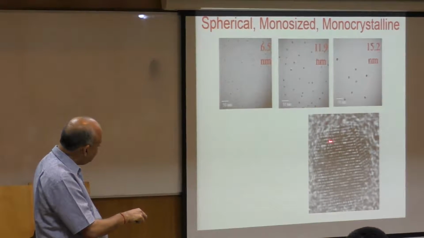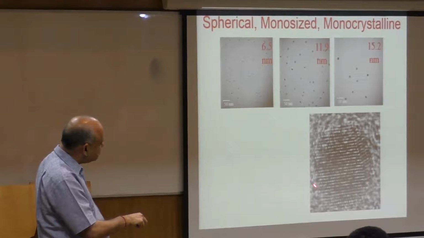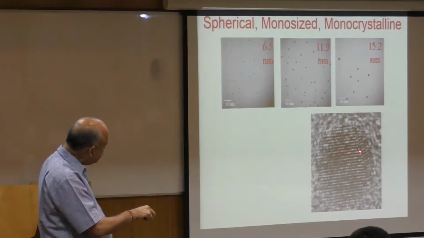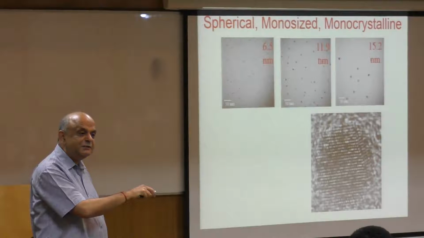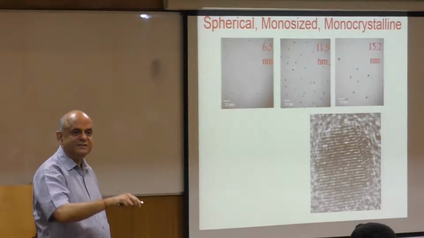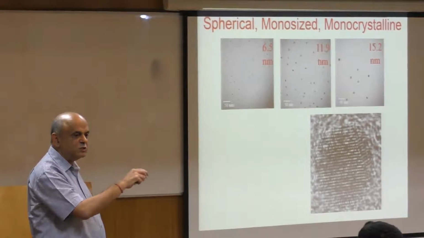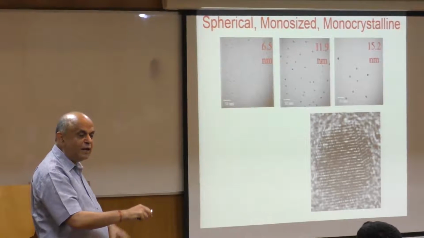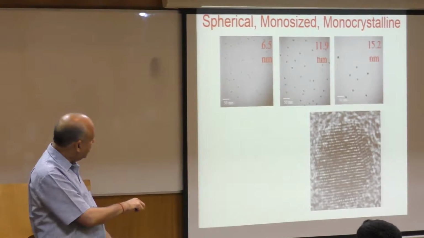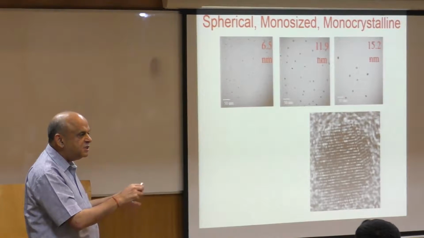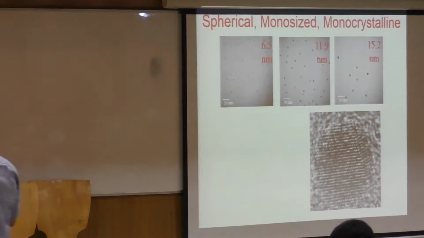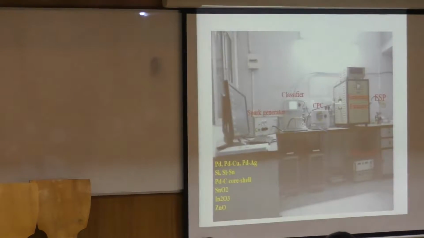If you look at one of them in the high resolution transmission electron microscopic picture, what you're seeing is these lines are nothing but the atoms sitting, atomic lines, atomic planes. You can see that these particles are not only spherical, the size is controlled and they're completely crystalline. They don't have any defects or anything. So this is the method which we are using to prepare different types of metal and metal oxide nanoparticles.